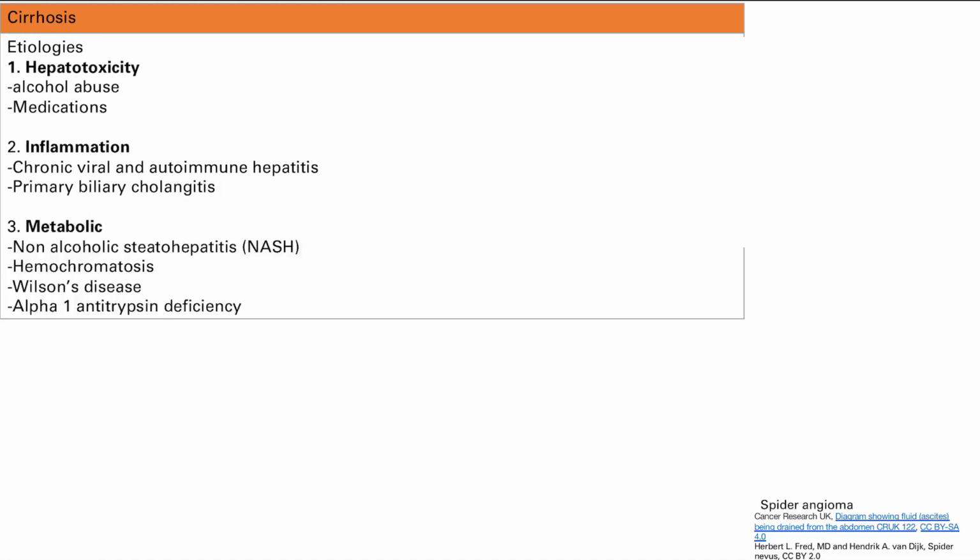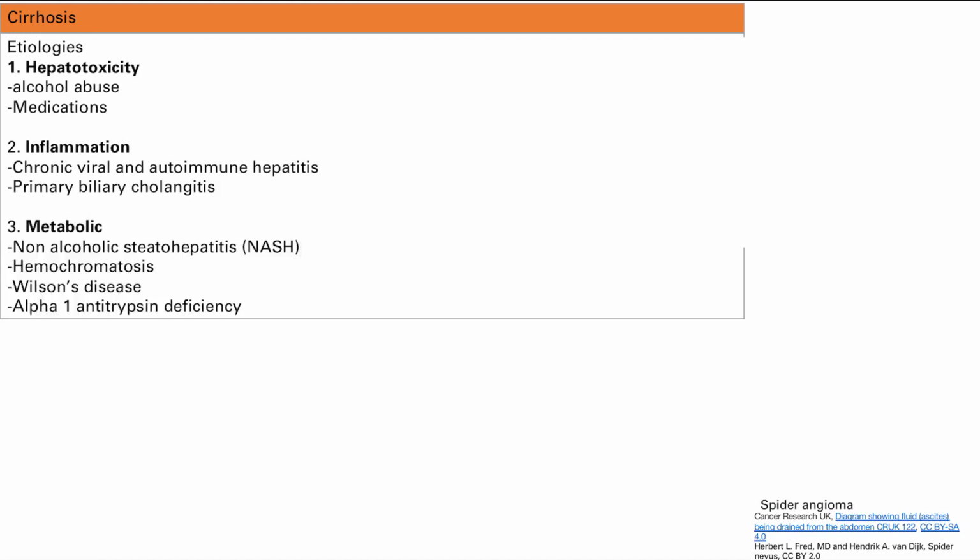So that's something like non-alcoholic steatohepatitis, aka NASH, or hemochromatosis. That's too much iron. It's like an iron overload. Wilson's disease. It's like a copper overload. And finally, you can have alpha-1 antitrypsin deficiency. Don't have to memorize all these at this point. This is just a brief introduction. We're going to talk about all of them in a little bit, okay?